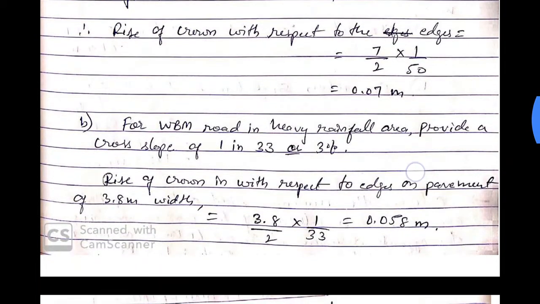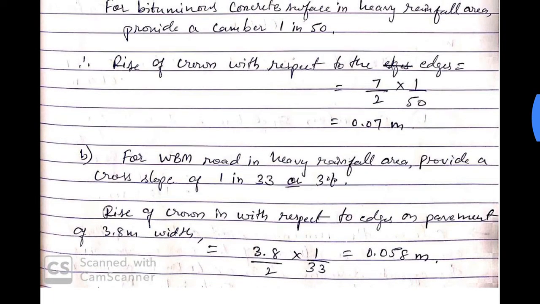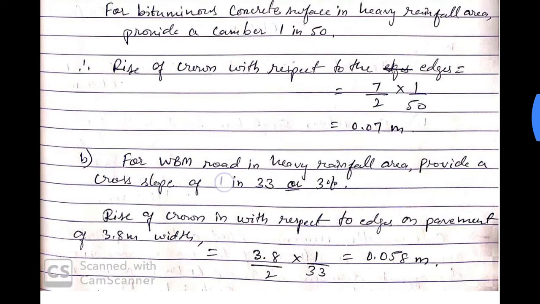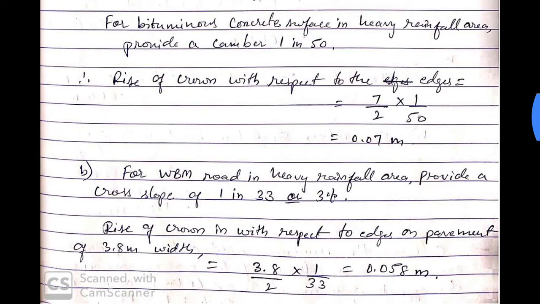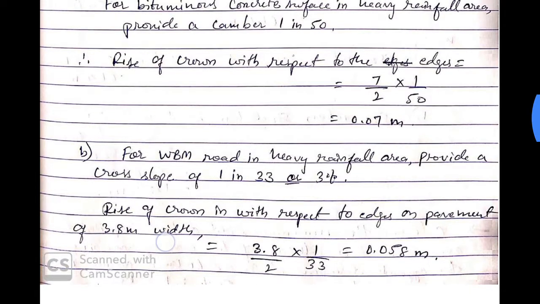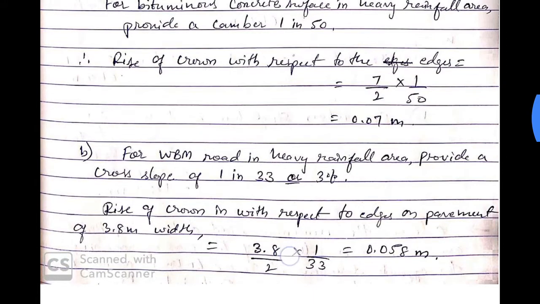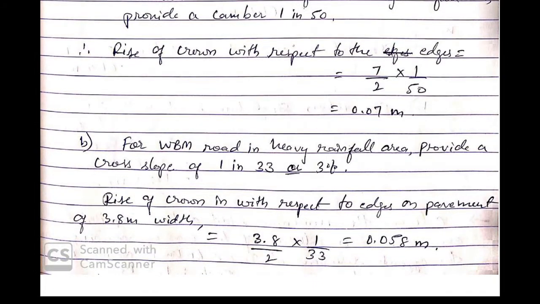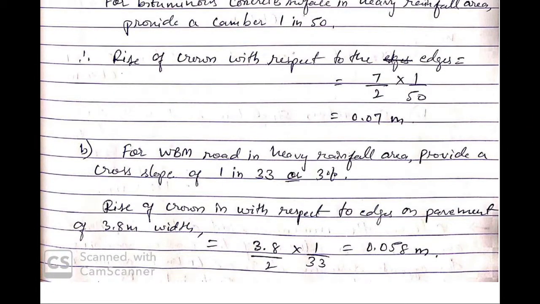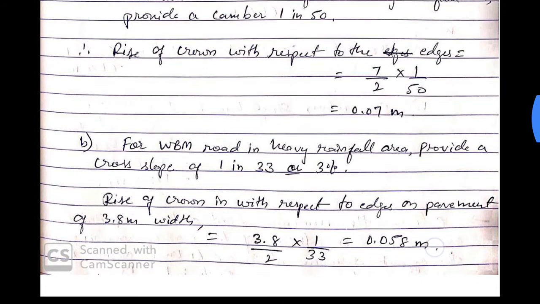Now considering the second case. For WBM road in heavy rainfall area, we need to provide a cross slope of 1 in 33. This is standard. And the width given is nothing but 3.8 meters. So using the same formula, 3.8 divided by 2 into the cross slope that we need to provide. So 3.8 by 2 into 1 by 33 is nothing but 0.058 meters.